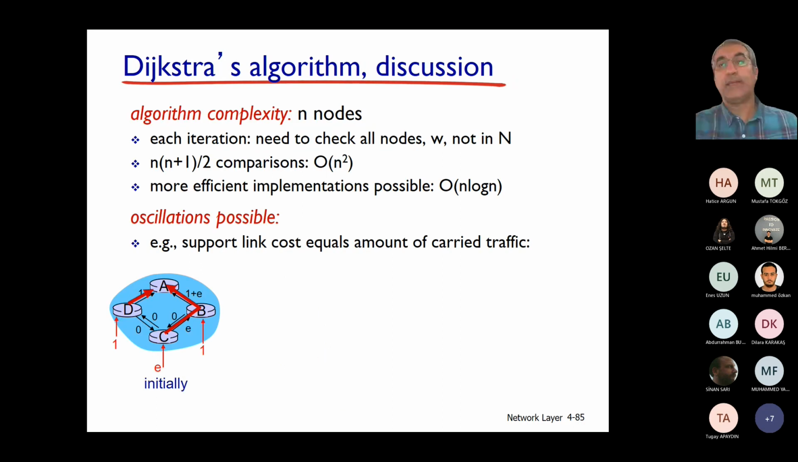Okay, let's look at some complexity of this Dijkstra algorithm. As you see, it has n nodes, and in each iteration we need to check all the nodes W that are not in the N' set. So that's why we need n times (n plus 1) over 2 comparisons, and this is equal to O(n squared) complexity. A more efficient implementation of this algorithm is possible, which has a complexity of n log n. Of course, there are some problems with this. Oscillations or loops can happen.